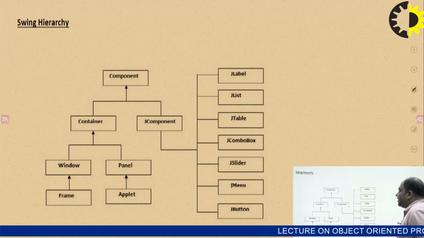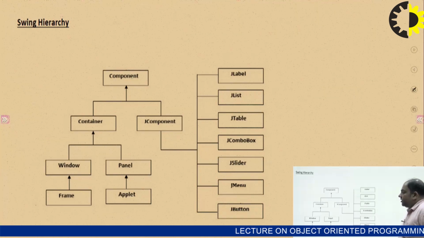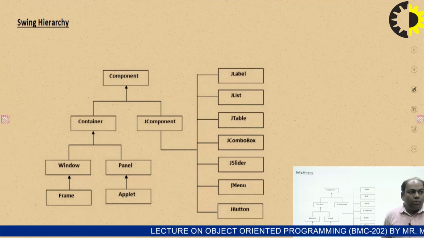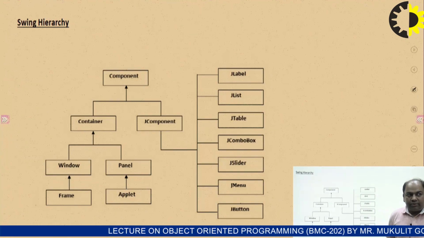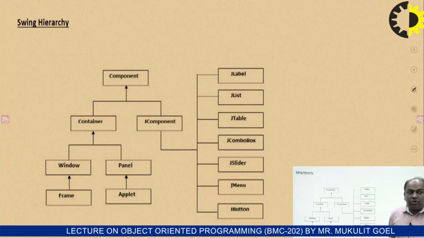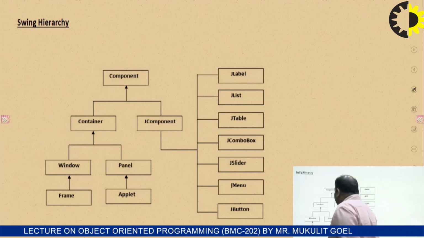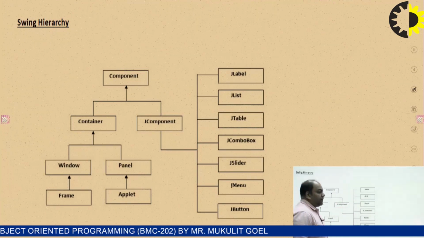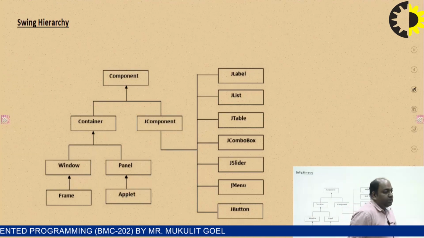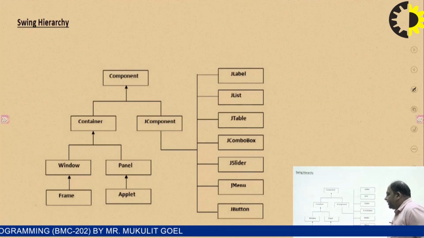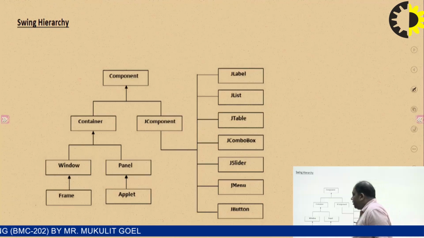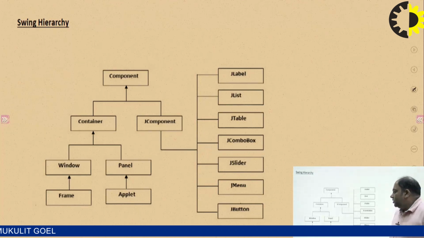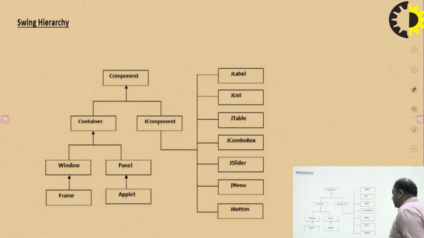This is the hierarchy of Swing, in which we first talk about the component. Then components are further divided into two: one is container and another is JComponent. Container consists of a window or a panel, and these are executed through a frame or applet. But in the recent versions of Java programming, applets have become obsolete. So we use frames. Applet is no more a part of Java in the recent versions.